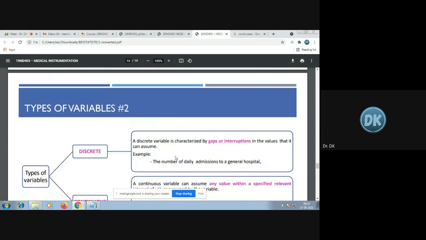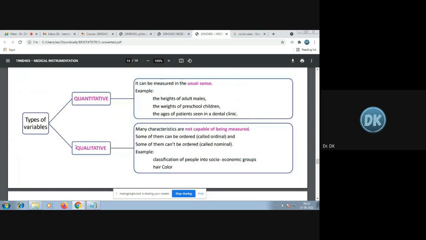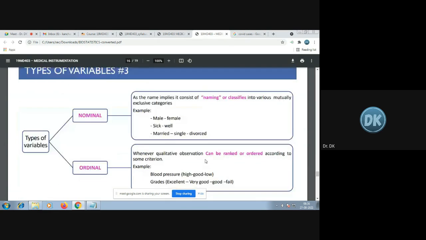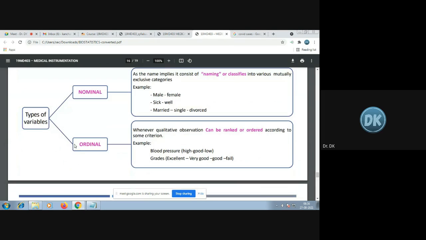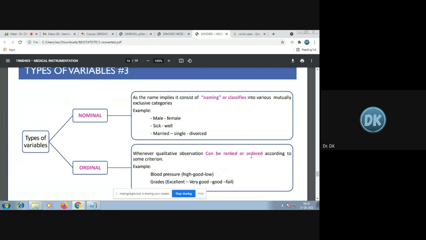So this is what I said in the previous slide. So this qualitative can be ordinal or it can be nominal. So nominal is based on naming and ordinal is based on some rank or an order. For example, if you take the blood pressure, you can say high BP, low BP or a normal BP. Or also if you take the exam grades, you can have an O grade, S grade, A grade, something like that, right? So if you can order or rank the data, then it is an ordinal variable. Okay.